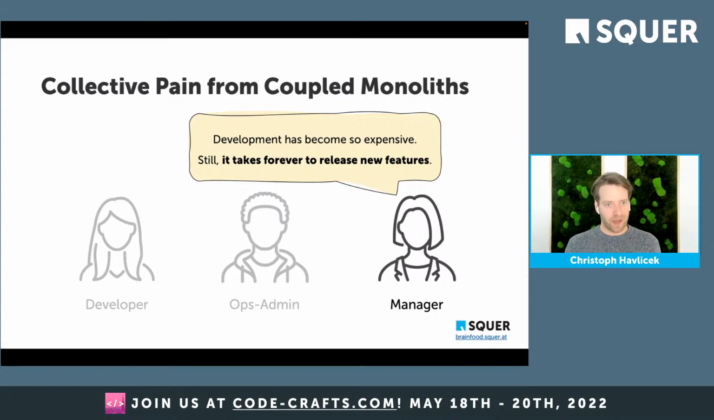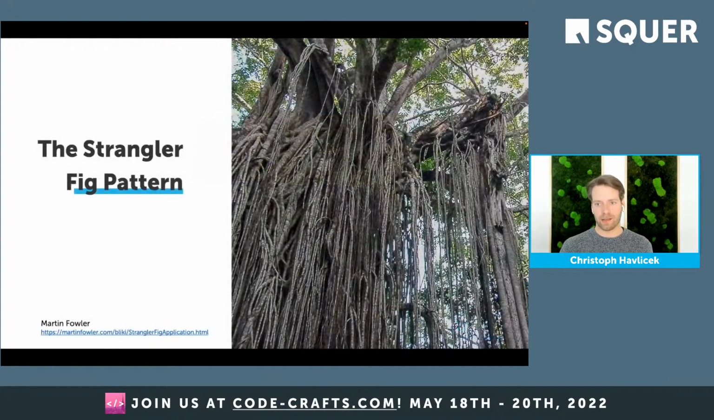When this collective pain becomes big enough, it is time to start refactoring these monoliths and to disassemble them. The first pattern that I'm going to present to you today is probably not a surprise. It's a very common, famous pattern to dismantle monoliths. It's the Strangler Fig pattern. This pattern, coined by Martin Fowler, was inspired by a plant.